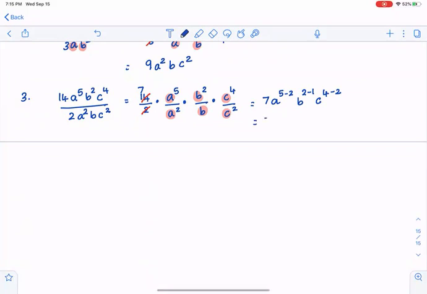So we have 7. A raised 5 minus 2 is 3. B raised 2 minus 1 is 1. But b raised 1 is just b. C raised 4 minus 2 is 2. So the answer is 7a cubed b c squared.